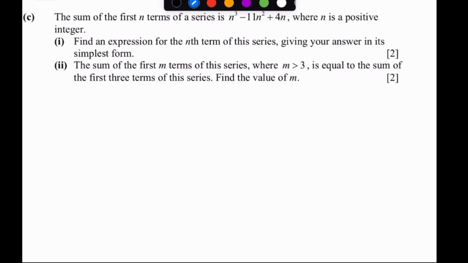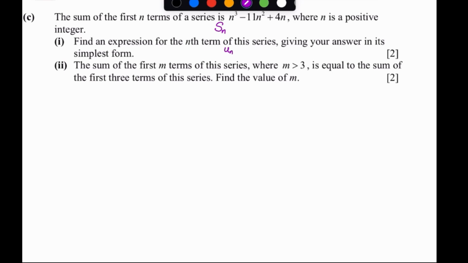So the sum of the first n terms of a series is n cubed minus 11n squared plus 4n, where n is a positive integer. Find an expression for the nth term of the series. So once again, this is Sn, right? We are looking for an expression for the nth term. We are looking for un, correct?